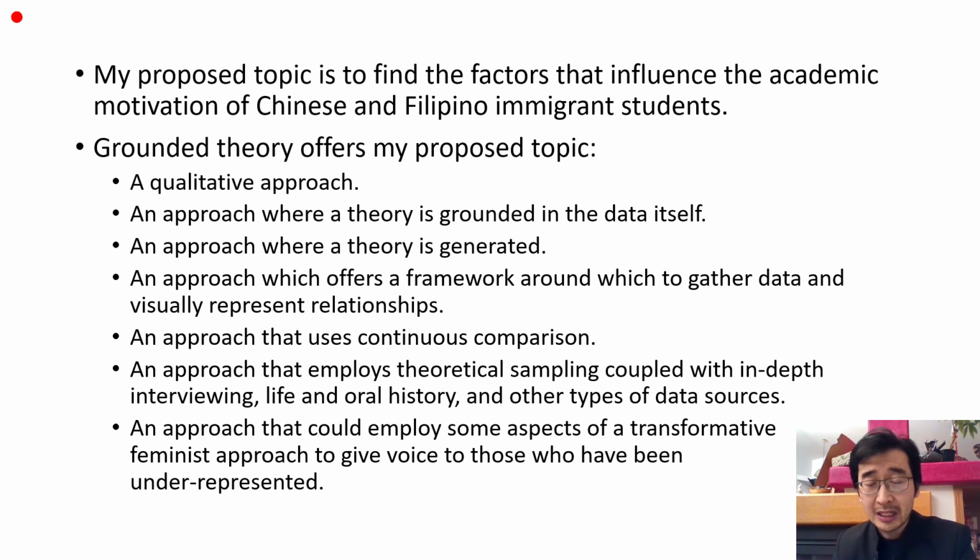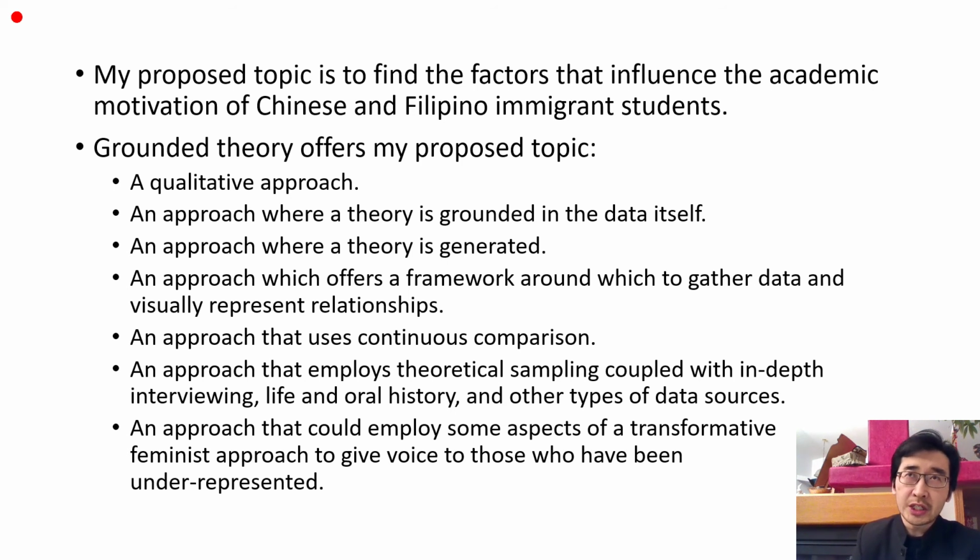And I think the in-depth interviews and this whole constant comparison business can really produce a clearer picture of what is actually happening. This last point that I have on here about the transformative feminist approach is kind of interesting because I'm going to try my best to bring in some of the feminist research approach into this situation because I want to give voice to people that are underrepresented.